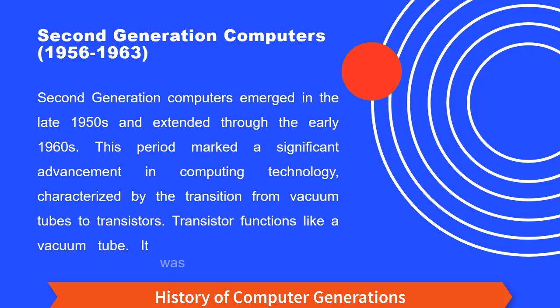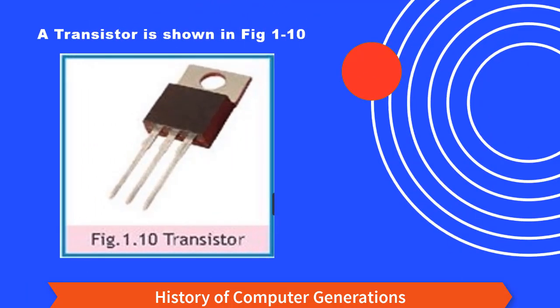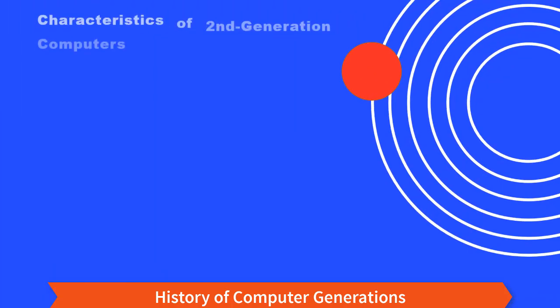A transistor functions like a vacuum tube. It was faster, more reliable, smaller, and much cheaper than a vacuum tube. The following are some characteristics of second-generation computers.